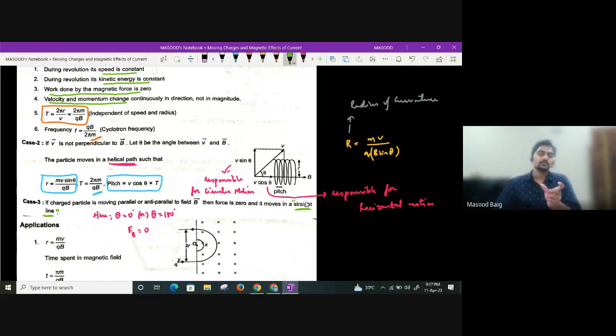And because it is also performing horizontal displacement, in one complete circular motion, there will be some horizontal distance covered, called the pitch, which is 2 mv cos theta divided by how much, Beta? Pitch will be v cos theta into what is this? How much did we get for time of flight? 2 pi m divided by qB we got or not? So pitch will be 2 pi m v cos theta divided by qB, guys. Clear, all of you?